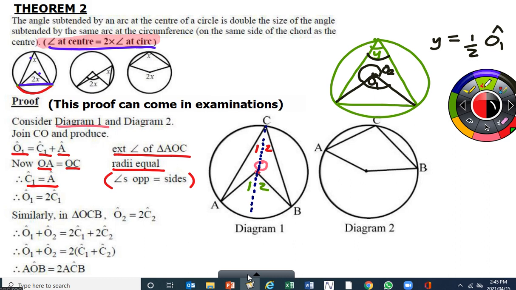Then you also need to be aware that O1, this angle here, is going to be equal to 2 times C1. Now, why? It's because we have said that C1 is equal to A. If C1 is equal to A, do you agree with me that this angle here is going to be equal to C1? Because of this statement, I can replace angle A by C1. Because of that, you end up having O1 being equal to C1 plus C1, which gives you 2C1.